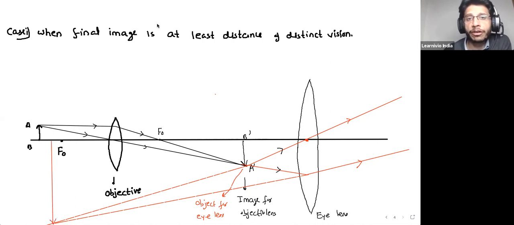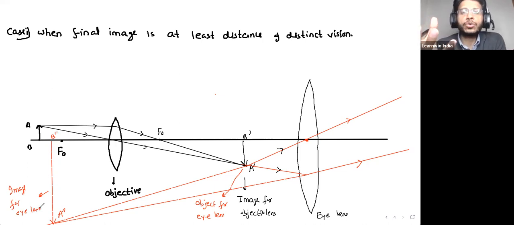And this image is not real, it's a virtual image. The rays are not actually meeting, you are producing them. This is the final image. And this final image, you can name it as A double prime, B double prime. This is the image for the eye lens. The image that you view from a compound microscope is this image.